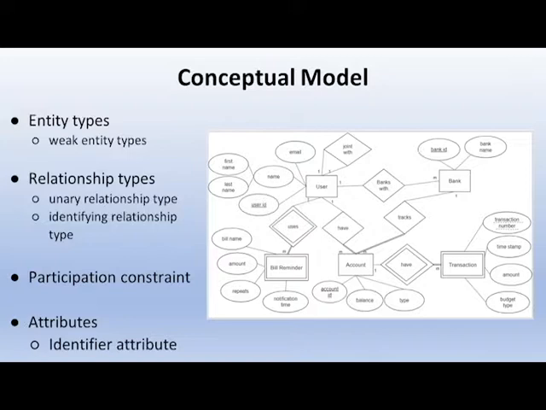Finally, let's look at attributes. Each entity type has multiple attributes coming off of it. Three of the entity types have identifier attributes. These are user ID for user, for account it is account ID, and for bank it is bank ID.